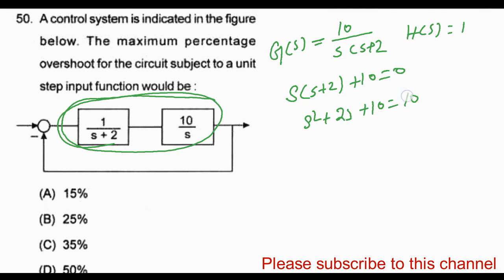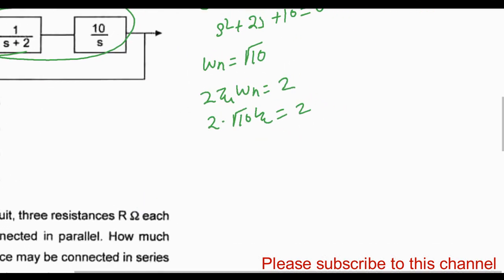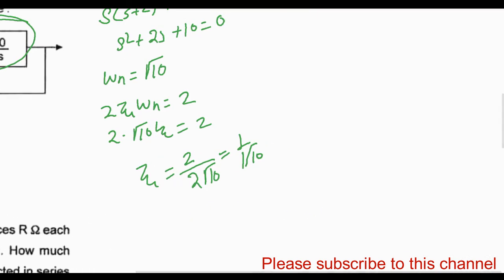So omega n is equal to root 10, and 2 zeta omega n is equal to 2. With omega n as root 10, zeta will be 2 by 2 root 10, that means 1 by root 10. Now we have to calculate the maximum overshoot in terms of percentage.